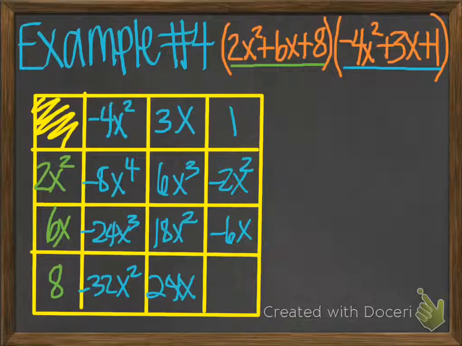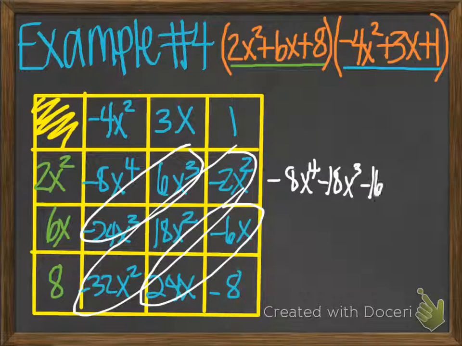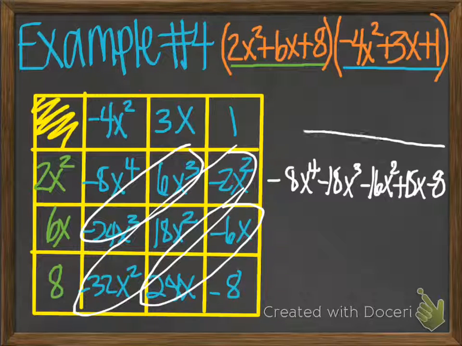24x, and negative 8. So we can combine all the terms in the diagonal pattern. So these are alike, and these are alike. So after we combined all of those terms, we get our final answer of negative 8x to the fourth minus 18x to the third minus 16x squared plus 18x minus 8. And that's our final answer.